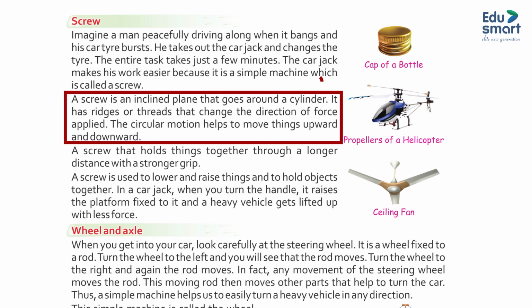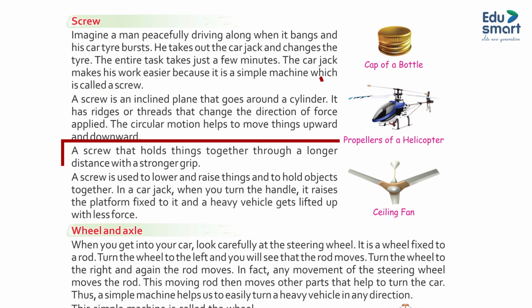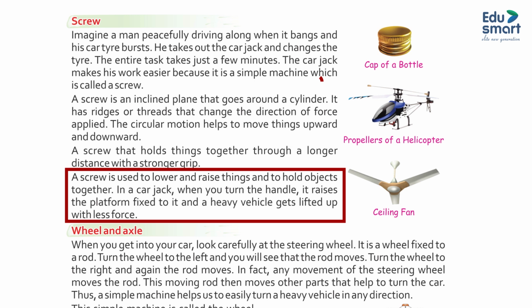A screw is an inclined plane that goes around the cylinder. It has rods or threads that change the direction of force applied. The circular motion helps to move things upward and downward. A screw holds things together through a longer distance with a stronger grip. A screw is used to lower and raise things to hold objects together.